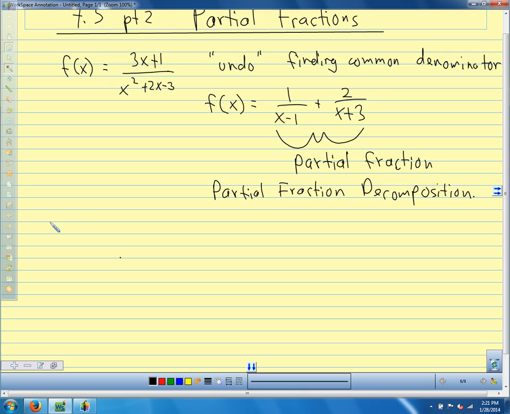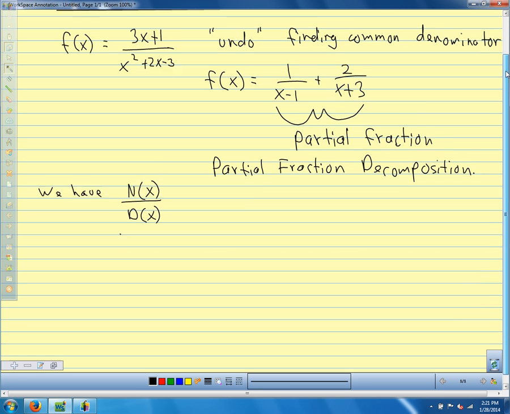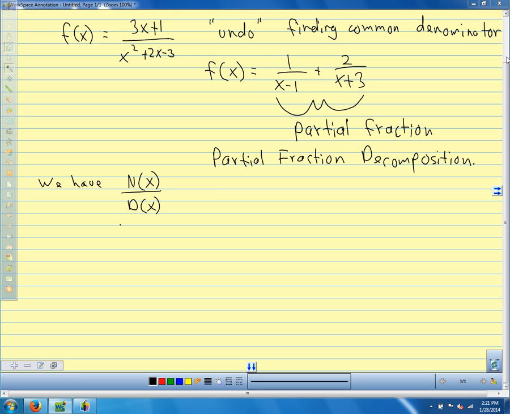So we have some rational function, and we're going to call it n of x over d of x, like we did in chapter 2, numerator over denominator. And we have several steps. It's a lot like solving systems. We end up solving systems as part of this, but it's a very mechanical process. And once we see how it works, it's not really a difficult process, just kind of mechanical.